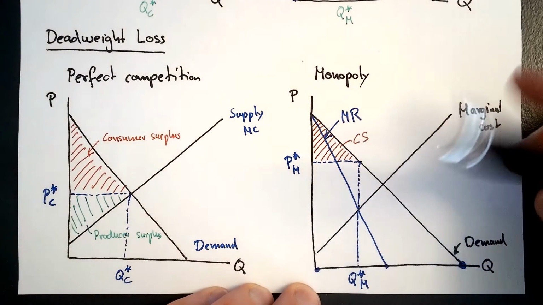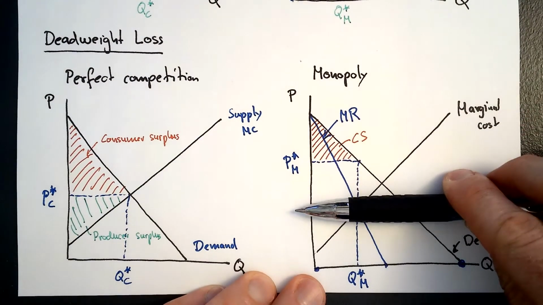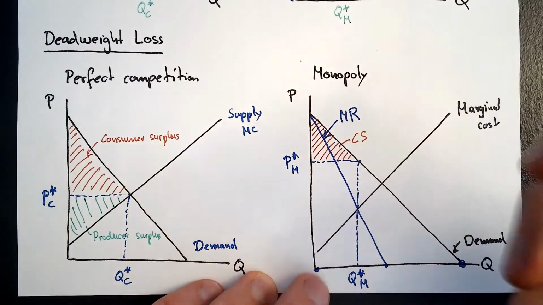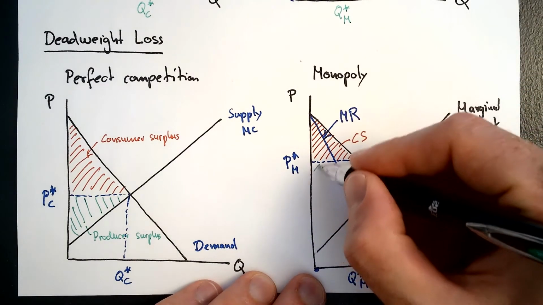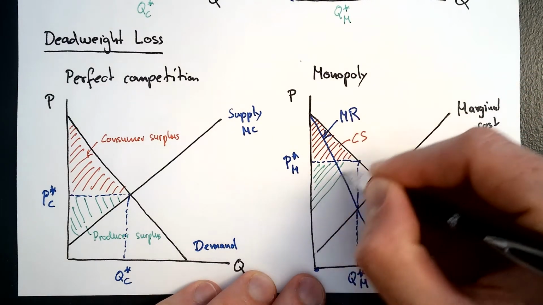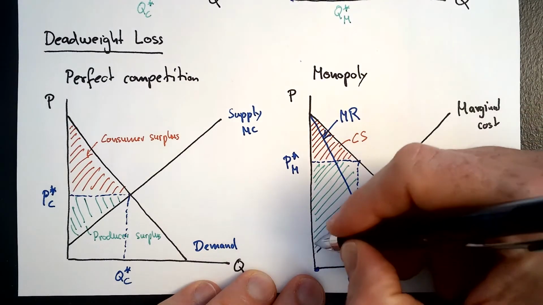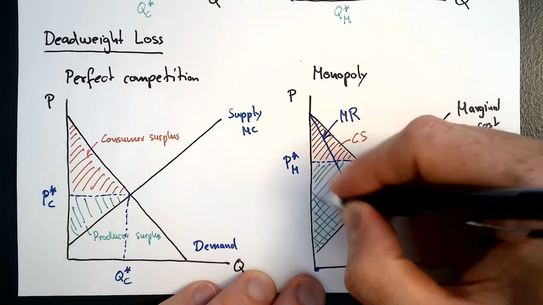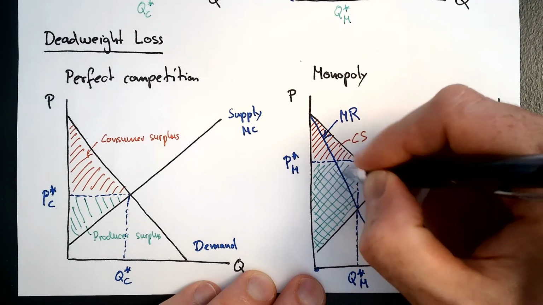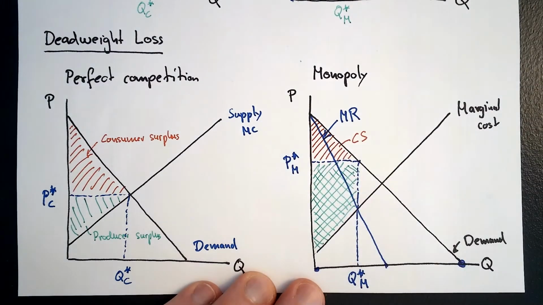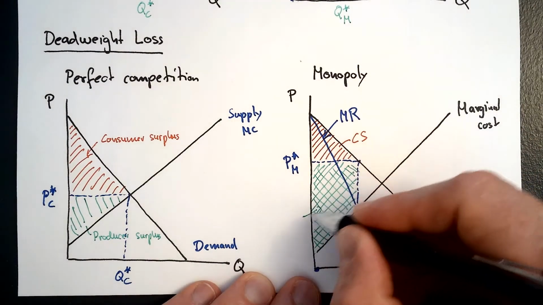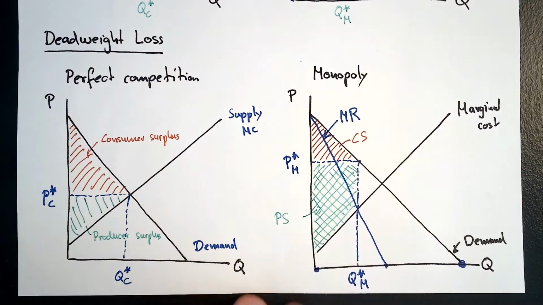We also have the producer surplus, which is everything underneath the price and above the marginal cost function. So here, this is the producer surplus. Now note that, of course, the producer surplus is larger for a monopolist.